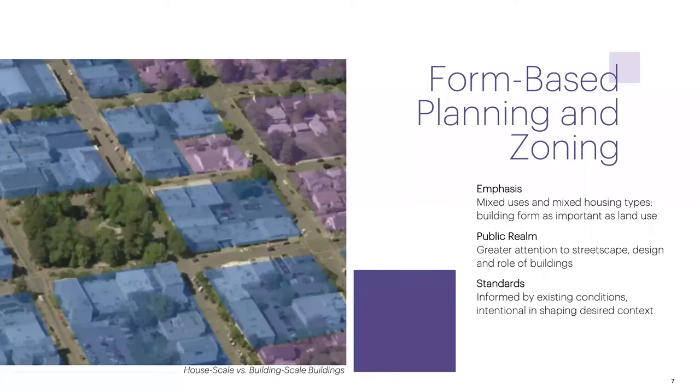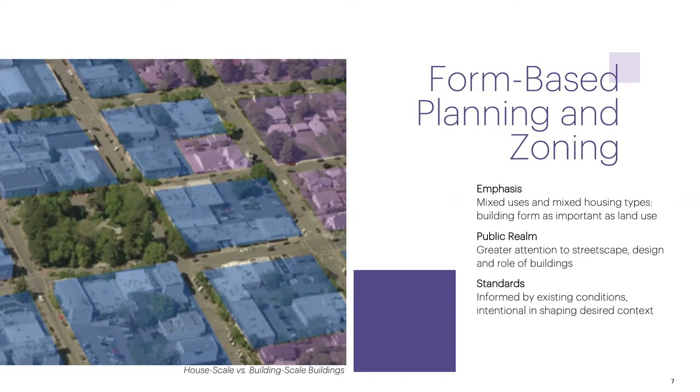So form-based planning and zoning, as you can see, has a real emphasis on the physical realities and physical intentions of a community. But there's also an intention about mixing uses and mixing housing types, and equally important is that building form, as you've heard me say in these few slides, is as important or more important than land use. And the conventional zoning approach says it's all about land use and all these other characteristics. We'll deal with them as we need to. And you can see what kind of results that produces.